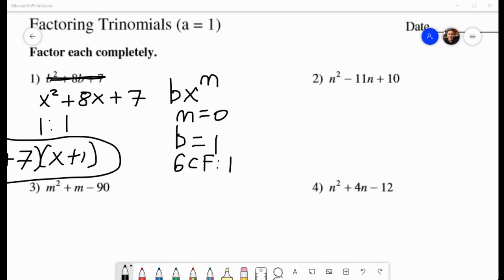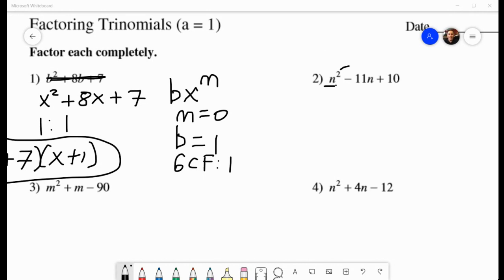So we have n squared minus 11n plus 10. Again, instead of x, we have a different variable. They're calling it n. But it's really the same process, right? We have a leading coefficient of 1. That's over here, right? Remember, if it's 1, we don't write it, the coefficient, that is. There's 3 terms, and it's degree 2.